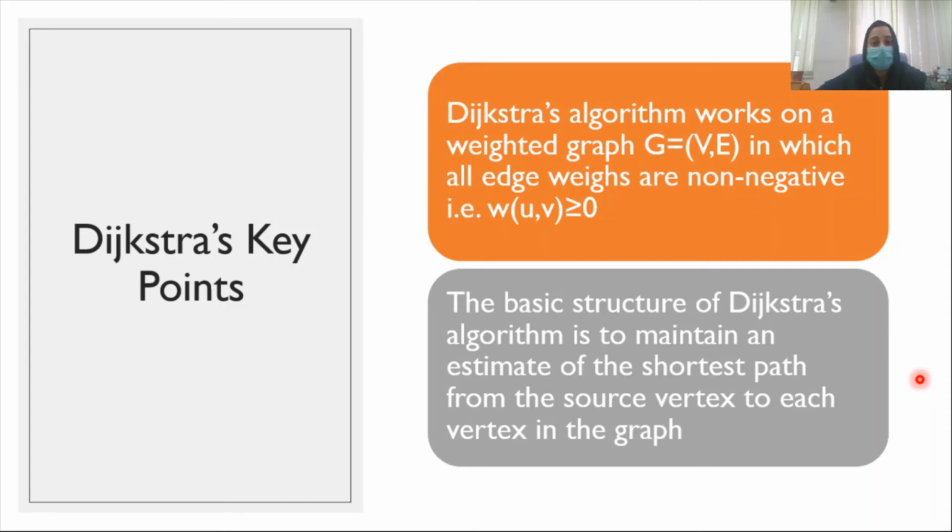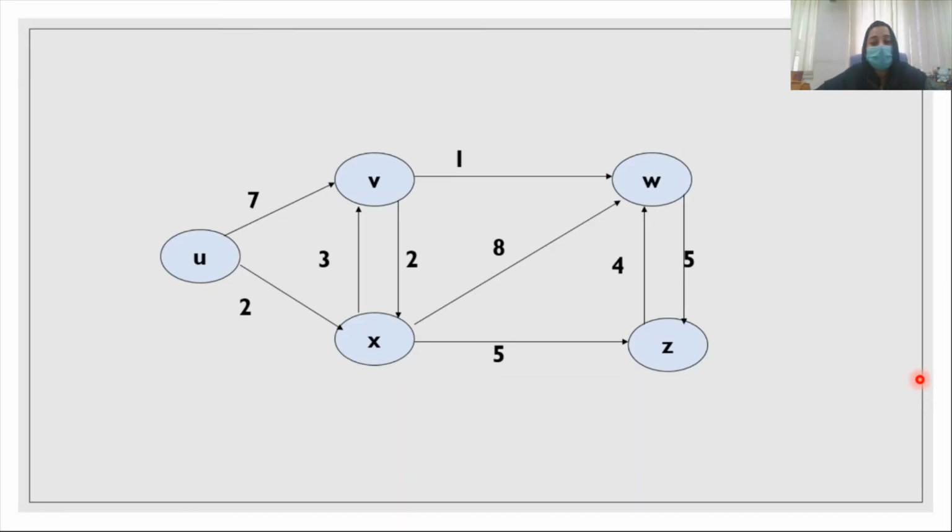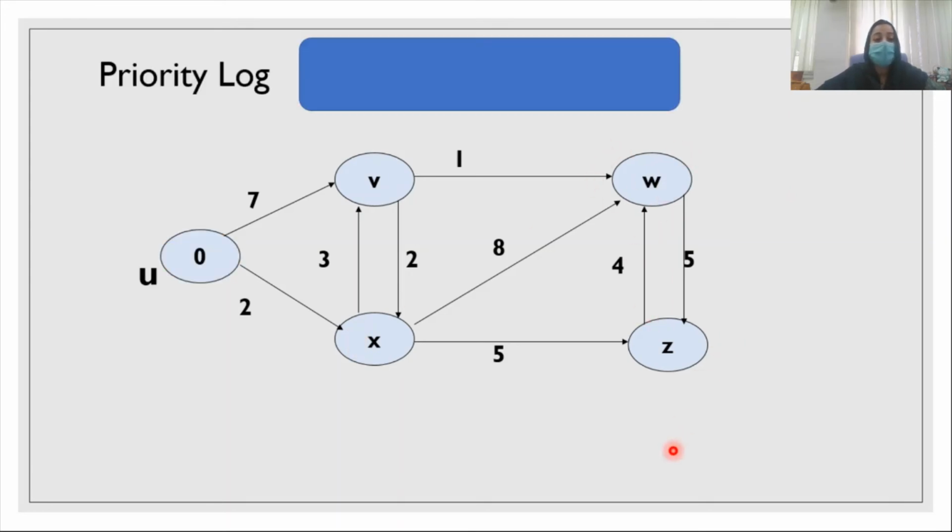So let's see a working example of how Dijkstra actually works. In this working example, let's say our source vertex is this particular vertex, that is U. I want to find what is the shortest path and how much the shortest path weight is that leads me to V. Of course, there is a direct path which is 7, but I want to find the shortest one, and similarly the shortest to X, the shortest to W and Z. So let's begin. First, the distance of U from itself will be 0.